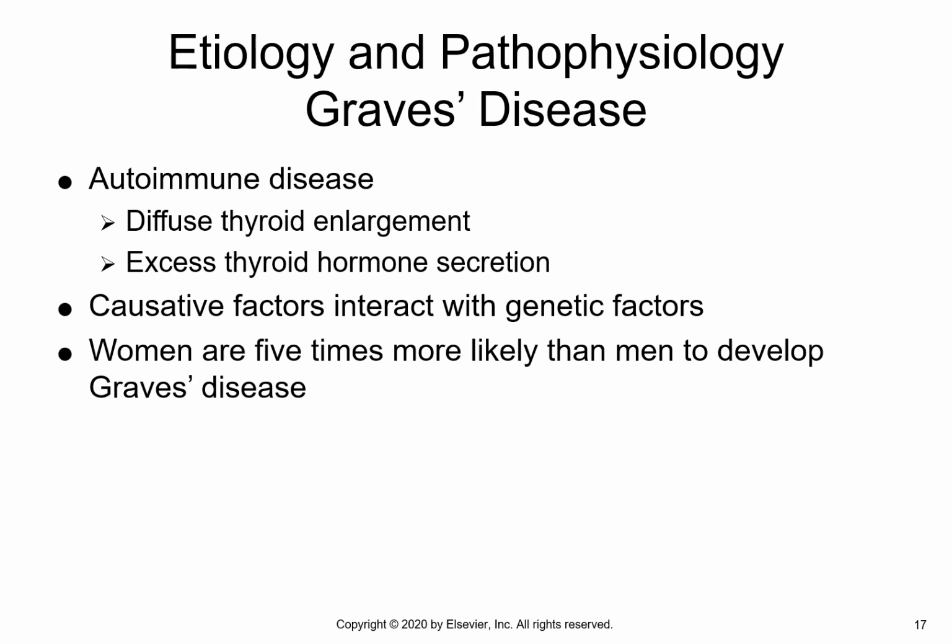Graves' disease is associated with the presence of other autoimmune disorders, including rheumatoid arthritis, pernicious anemia, systemic lupus erythematosus, Addison's disease, celiac disease, and vitiligo.